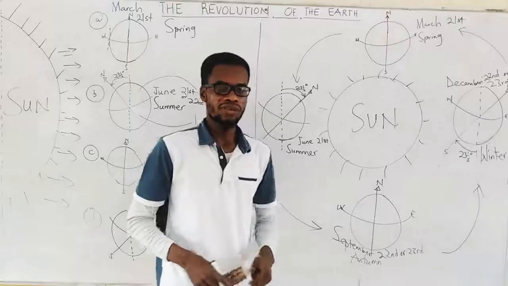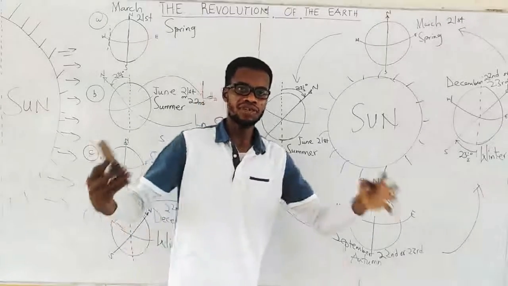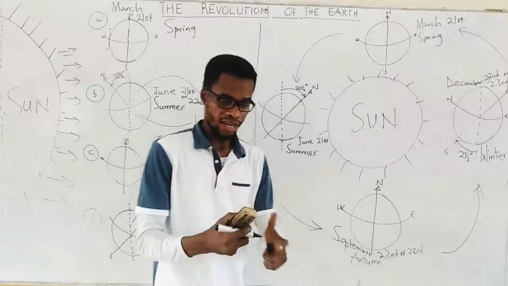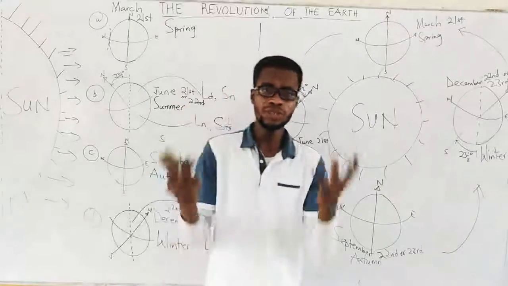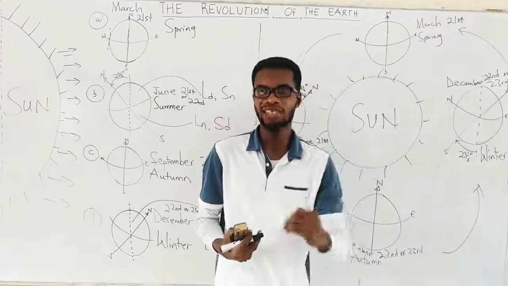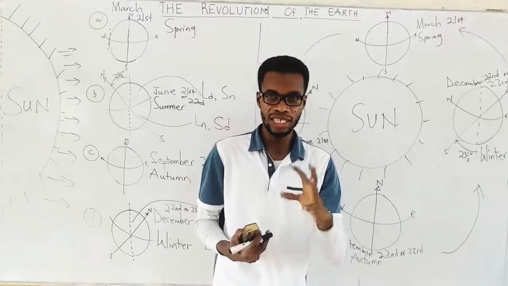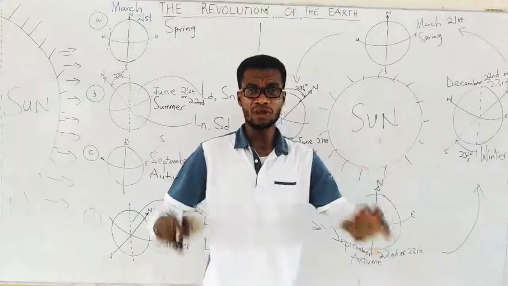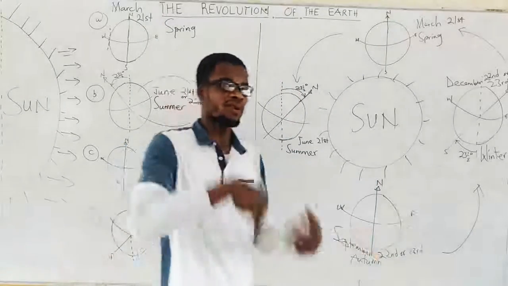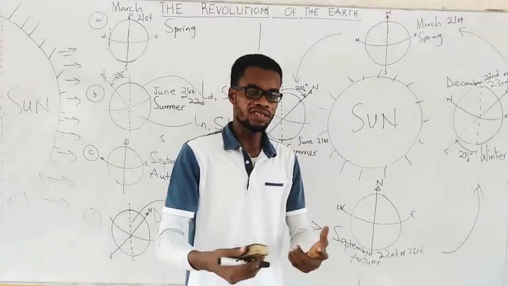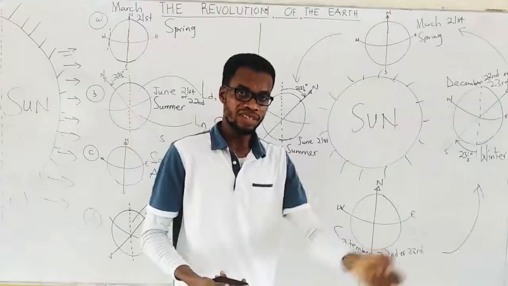If they ask you, describe how the 4 seasons occur. Okay, the 4 seasons occur as a result of the revolution of the Earth. The presentation has to be organized, well presented, with the keywords. Then you go ahead. Revolution of the Earth is the movement of the Earth on its orbit anti-clockwise, causing the 4 seasons, namely summer, winter, spring, and autumn.